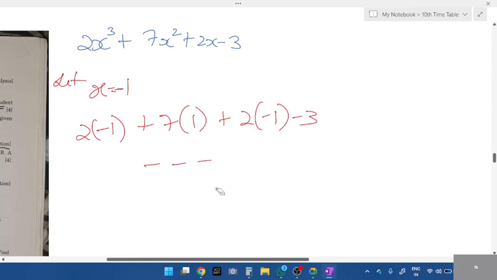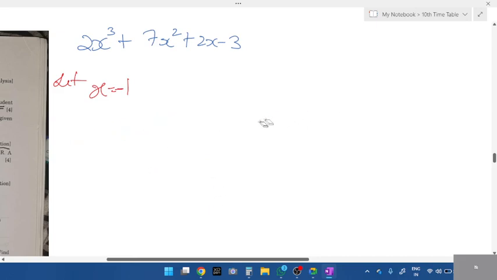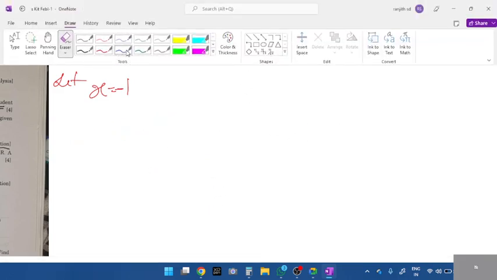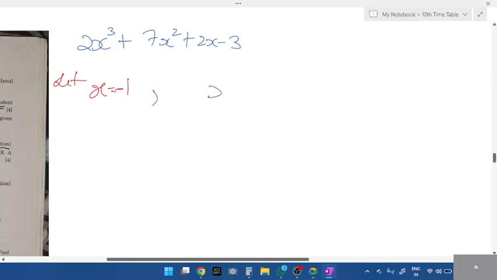Let me erase all this calculation. The answer is x equals minus 1. So what is the x value, students? Shift this minus 1. What is the factor? x minus 1 equals 0. So for this, if you're getting remainder 0, x minus 1 is the first factor. Is it clear? All of you understood?